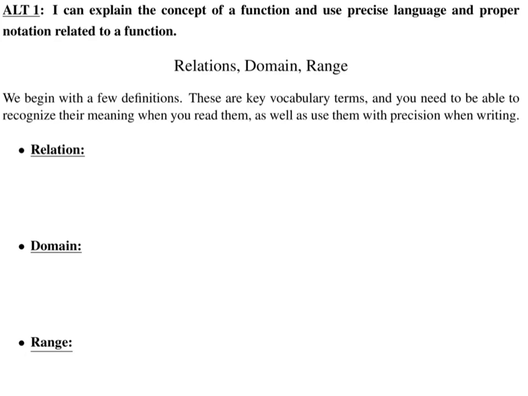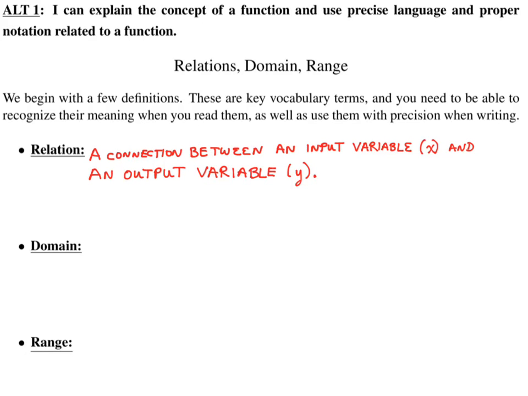The first one is relation. And I'm going to go ahead and throw it all down there. A relation is a connection between an input variable, which we often think of as x, and an output variable, which we often think of as y. A relation is just the thing that connects the x to the y as an idea. I will be honest that the word relation is the least important word that we're doing today.